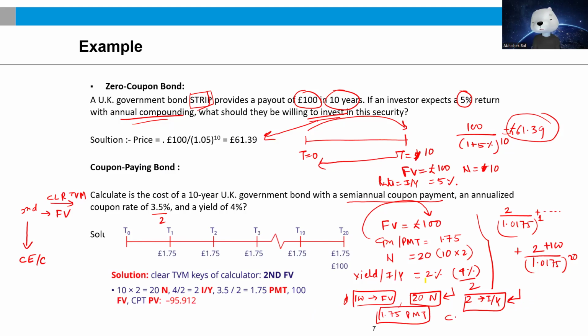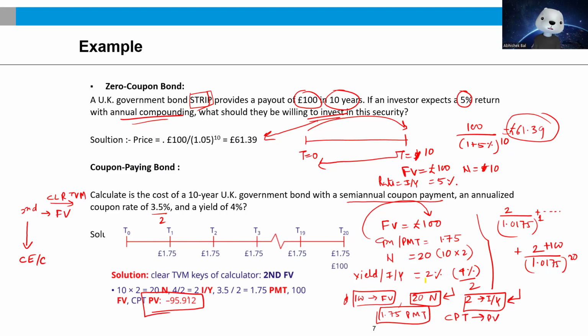In this case, the 5th value happens to be finding out the present value or the fair value of the security. So after you have keyed all in, I want you to press CPT and press the PV value. And once you do that, you're going to get a PV value of 95.912 with a negative sign.